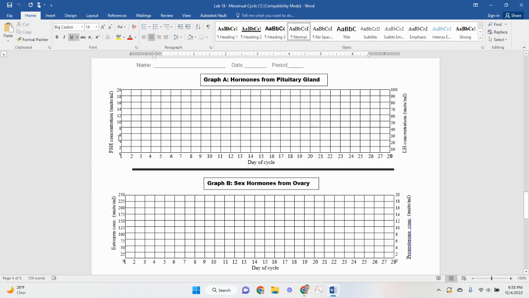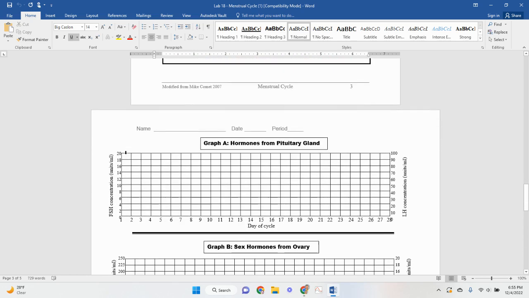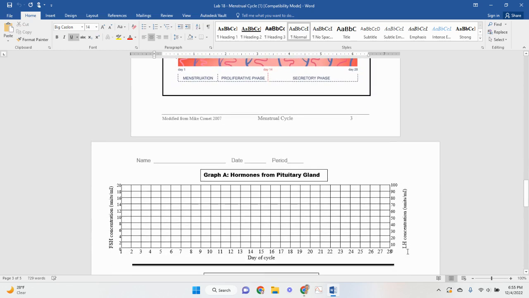And so that's FSH, which you see here, and LH, which you see here. What you'll notice is there are different scales because these hormones are found in much different concentrations. So when you're graphing FSH, you're going to be using the scale on the left side, and you're going to graph FSH over these 28 days. On the same grid, you're also going to graph LH. But when you're graphing the LH, you're going to be looking at the scale on the right side.